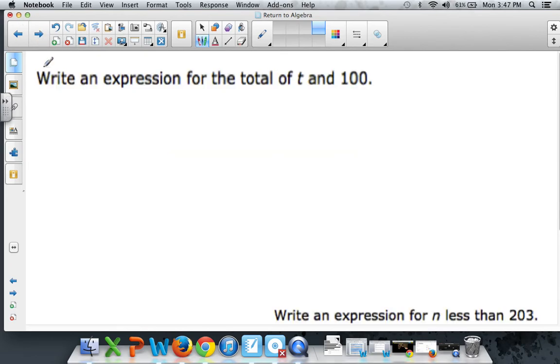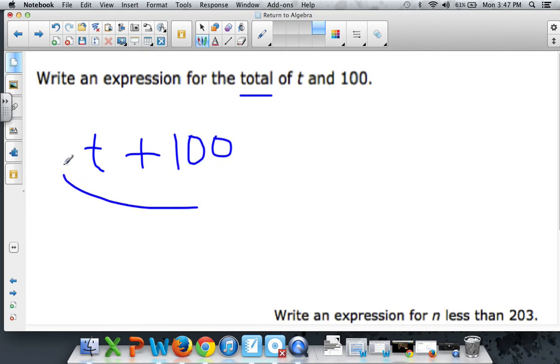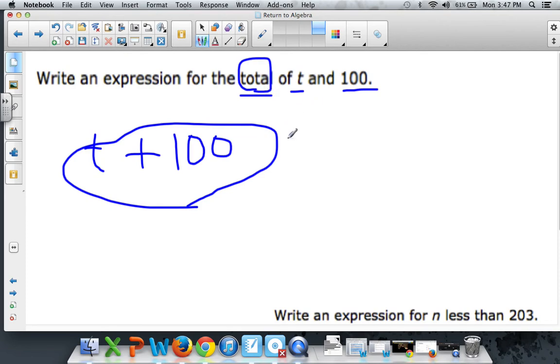Write an expression for the total of t and 100. All right, we have to write our own expressions. Here we go. Write an expression for the total. That's a plus. That's an addition problem. Of t and 100. We're adding t and we're adding 100. And guess what? That's the expression. That's the answer right there. And all we did to get it was pay attention to one keyword and then the two things that were getting added together because of that keyword.